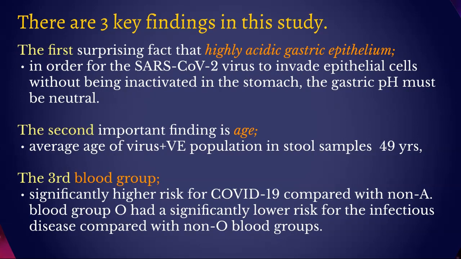The second important finding is age. The average age of the virus-positive stool sample population was 49 years, suggesting that aging is a factor in the virus invasion. Age-related increase in gastric pH can be explained by atrophic gastritis and intestinal metaplasia due to Helicobacter pylori infection. In China and other countries, the likelihood of having atrophic gastritis and metaplasia increases with age.